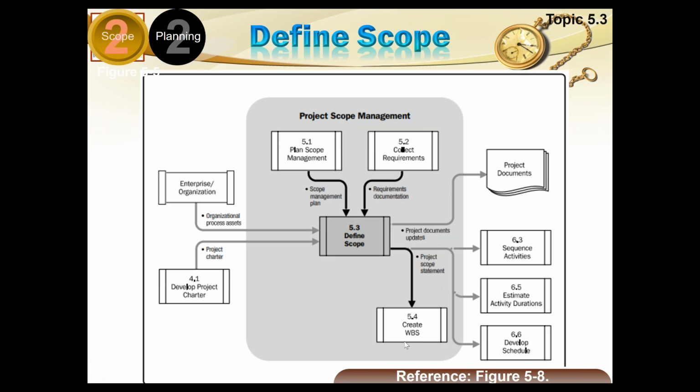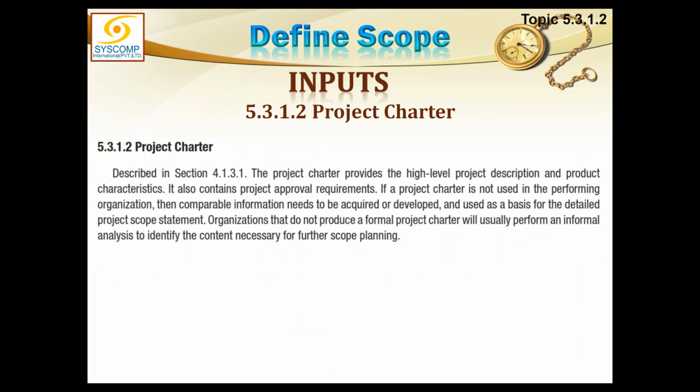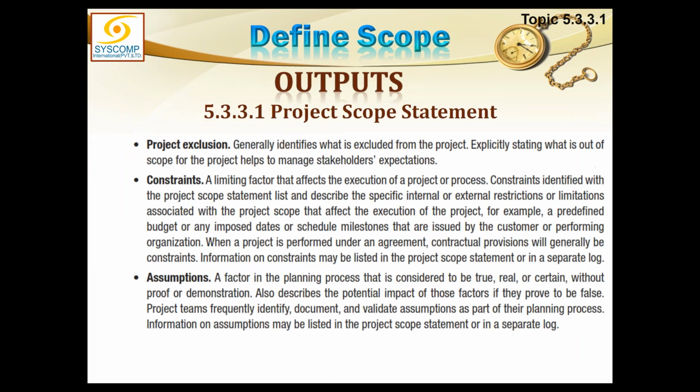The scope statement is not only given to the create WBS, but later on when we are working in the planning of time schedule, for sequencing purposes, we also need this scope statement. For estimation of the activity durations, we also need the scope statement. And ultimately, when we are developing the Gantt chart or the schedule, then we also need the scope statement. So these diagrams are very useful in exactly determining which is required by whom and when. So these are all the inputs and tools and outputs.